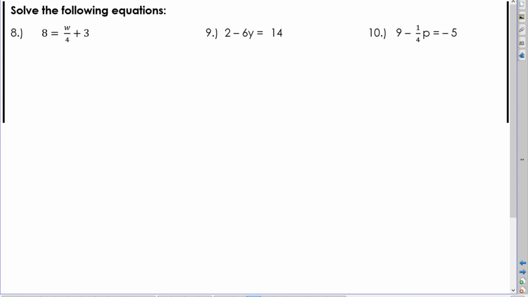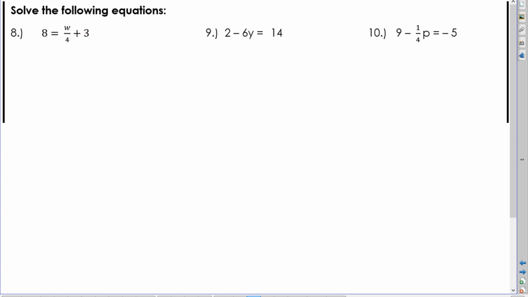So this one asks you to solve the following equation. So I have 1 variable here. So these are not coordinate graphs. These are what we call single variable equations. I have 1 single variable right here, and I want to isolate it or get it by itself. So I need to do the opposite of dividing by 4, and I need to do the opposite of adding 3.